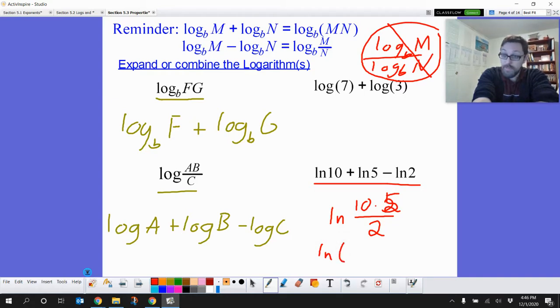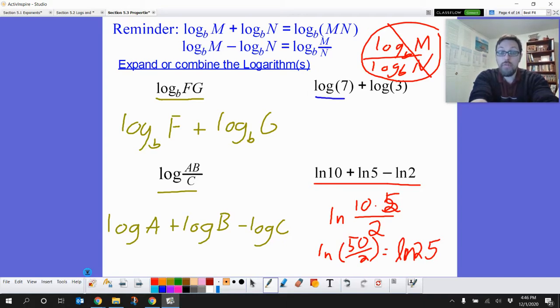I can simplify this one actually a little bit. We get ln of 50 over 2, which is the ln of 25. Here are two logarithms being added together, so we can write them as one single log, with the arguments multiplied together. 7 times 3. So that's the log of 21.